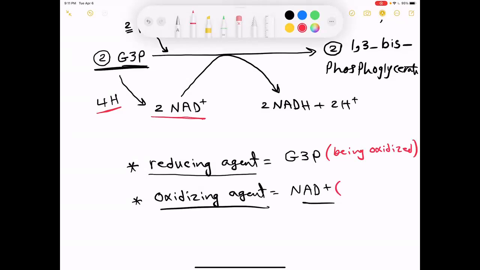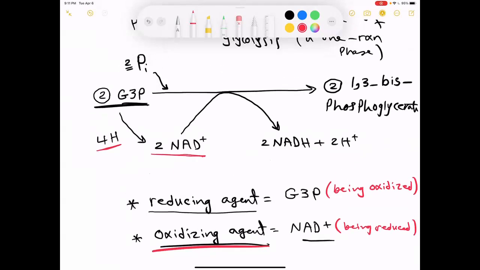Now, NAD plus is gaining hydrogen, so it's being reduced, because it's gaining the hydrogen, but it is oxidizing glyceraldehyde 3-phosphate because it's taking the hydrogen from glyceraldehyde 3-phosphate, hence the term oxidizing agent. So I needed to bring that to your attention, because it is a big deal, like we need to understand. I also told you to look up the name of the enzyme. I mean, it's everywhere. You will find it everywhere. Some will name it slightly differently than other sites.